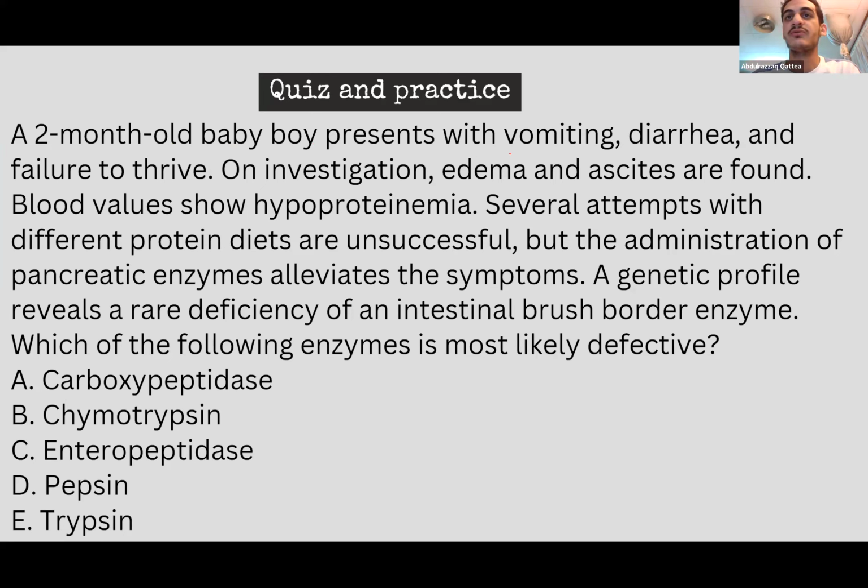A 2-month-old baby presents with vomiting, diarrhea, and failure to thrive. On investigation, edema and ascites are found, and blood values show hypoproteinemia. Several attempts with different protein diets are unsuccessful, but the administration of the pancreatic enzyme alleviates the symptoms. So basically, they are saying he cannot digest the proteins. What's the problem?